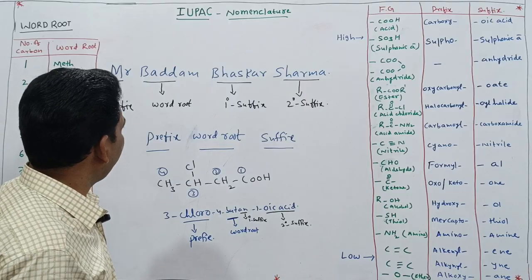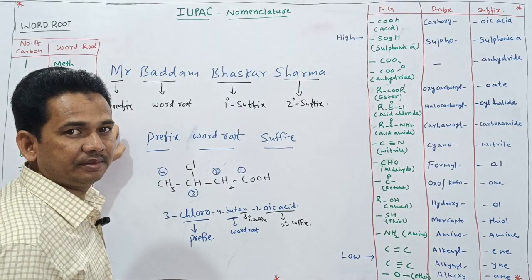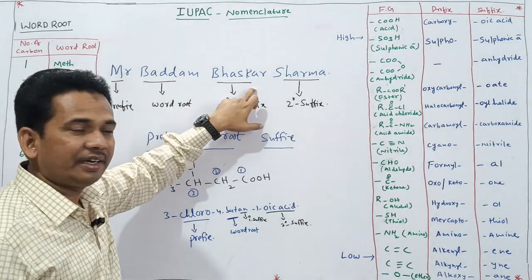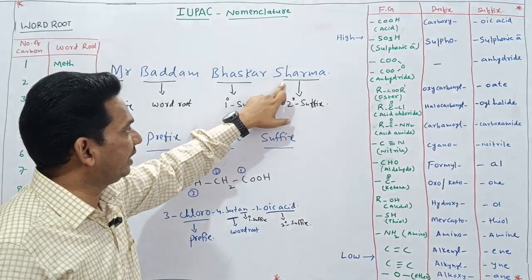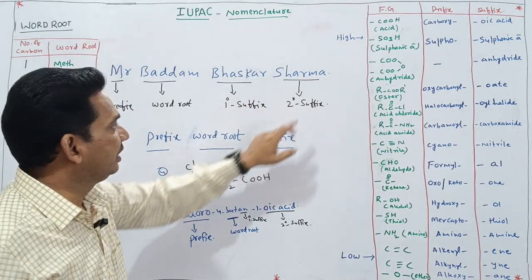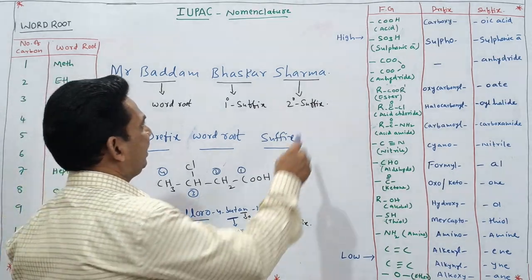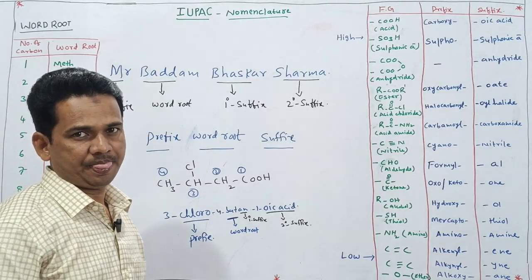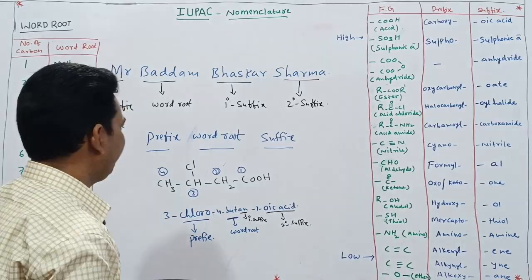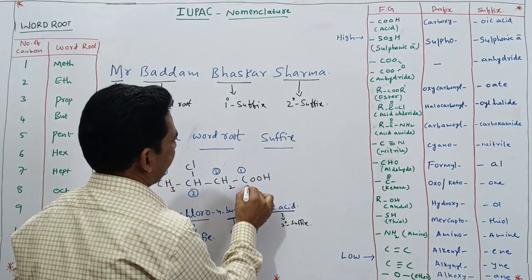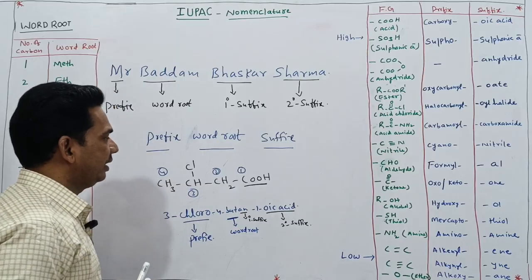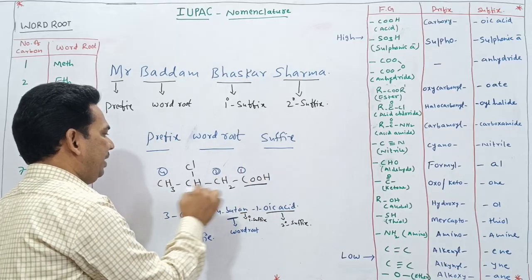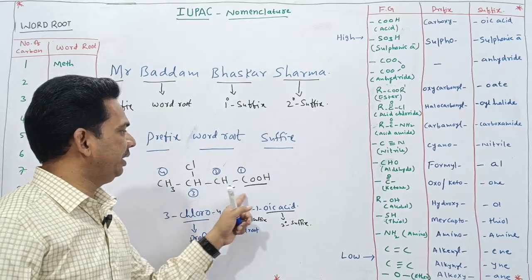His title we are mentioning as the prefix before his name. That's called the word root. Then his father's name, primary suffix. His grandfather's name, secondary suffix. Grandfather's name usually tells about their family. They belong to the Sharma family. Here you can see this acid group tells us that it belongs to the acid. Acid is nothing but it tells about the family of this compound. This compound belongs to the acid.